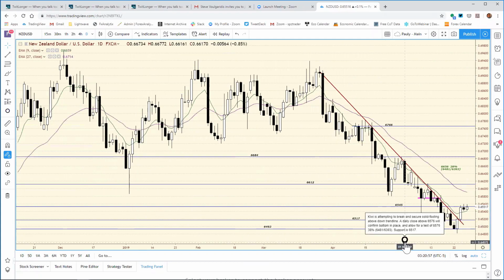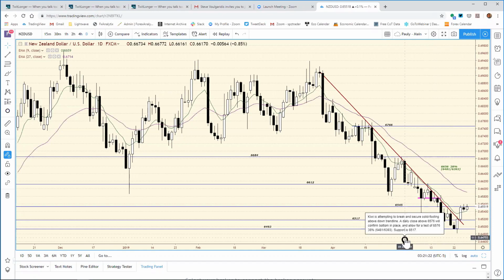Kiwi is attempting to break and secure a solid footing above the downtrend line. A daily close above 65.76 will confirm the bottom in place and allow for a test up here to 66.56, which would be the 38%.